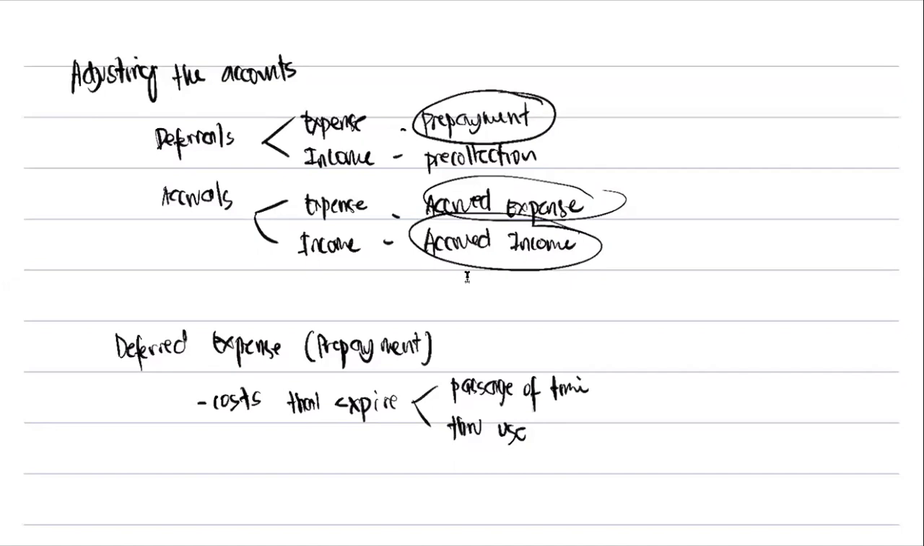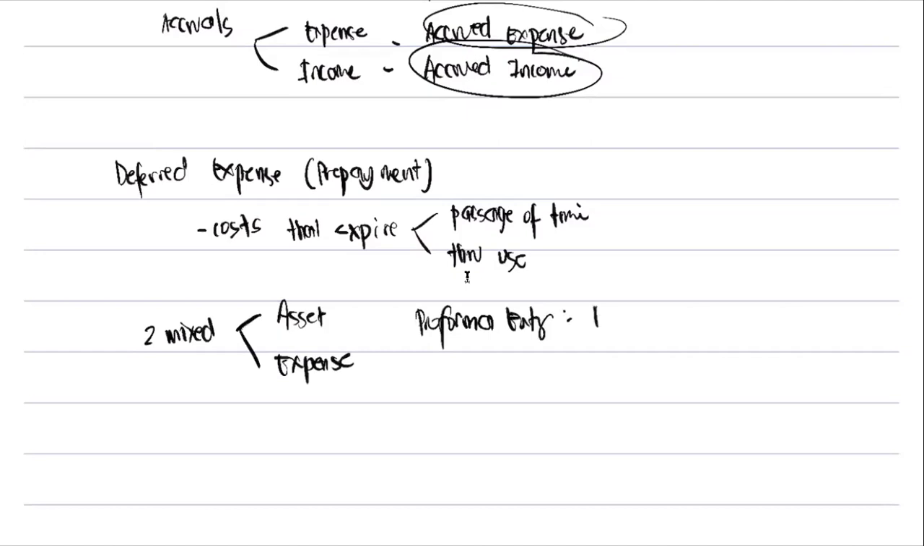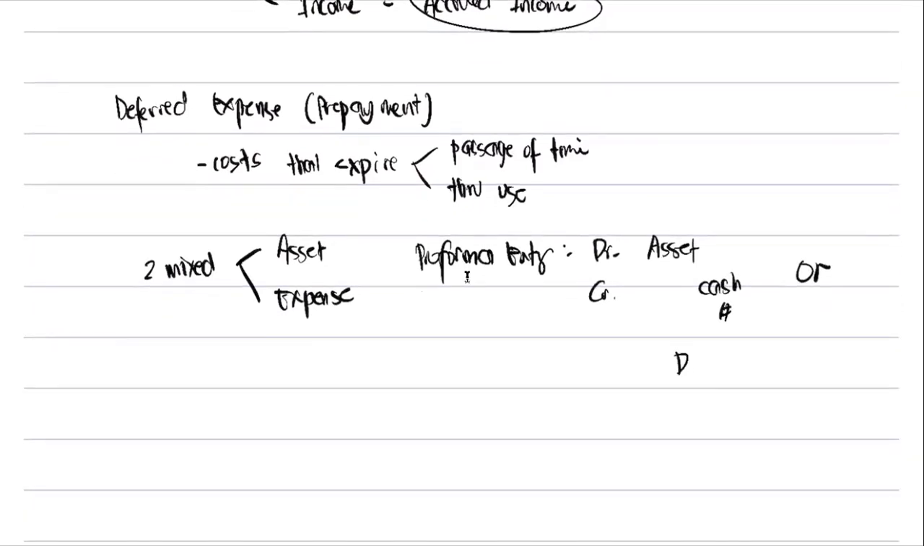Okay, so what is the pro forma entry under your deferrals? So your deferrals of expense is composed of two mixed accounts. So what is the mixed account here? Asset and expense. Therefore, your pro forma entry can either be a debit to an asset and a credit to cash, or a debit to expense and a credit to cash.